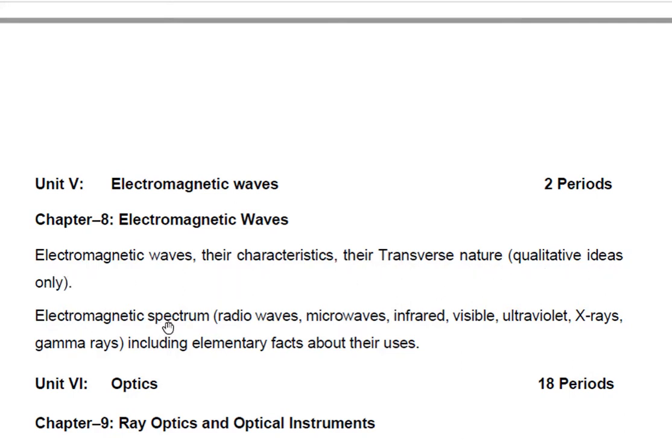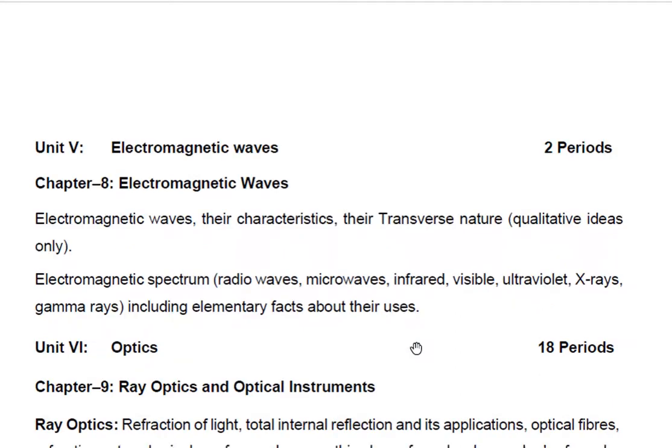Electromagnetic spectrum: radio wave, microwave, infrared, visible, ultraviolet, X-ray and gamma rays, all these electromagnetic waves, including elementary facts about their uses.